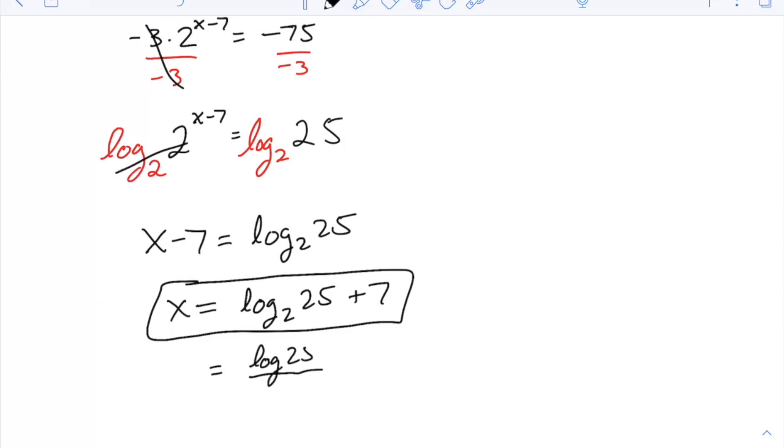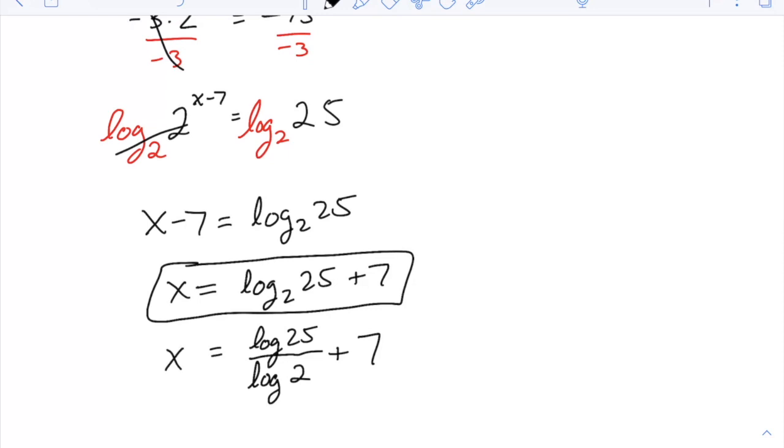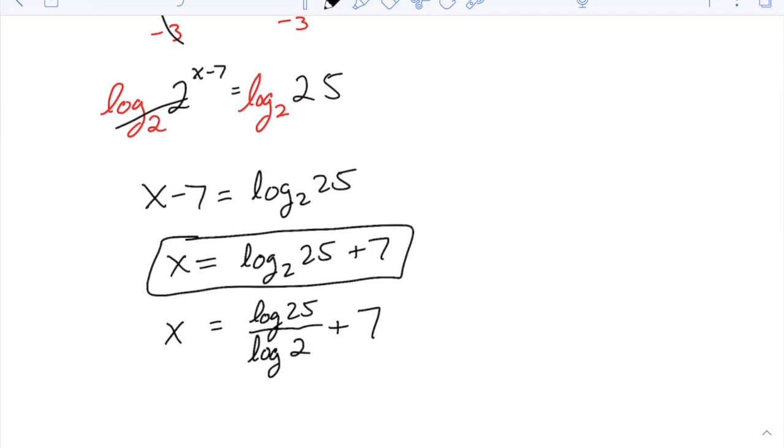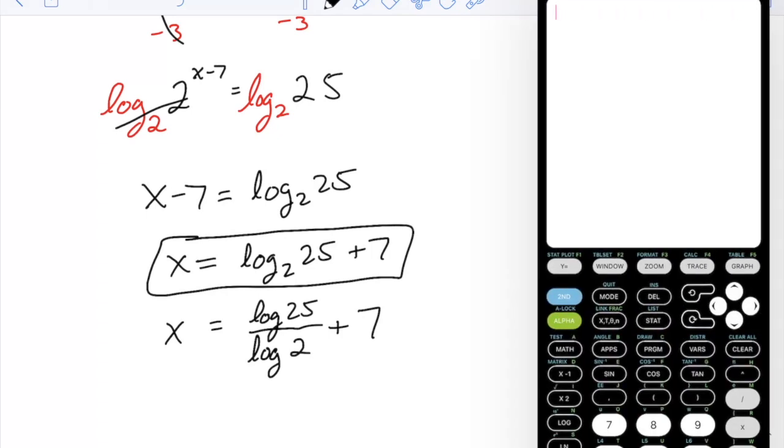Log of 25 divided by log of 2. Remember the base goes in the basement there. And that's another equivalent expression for what x is equal to. But that's the one I'm going to use on my calculator now to get that decimal value. So this is approximately equal to, so here we go, log of 25 divided by log of 2, and then add 7. And to 3 places that would be about 11.644.